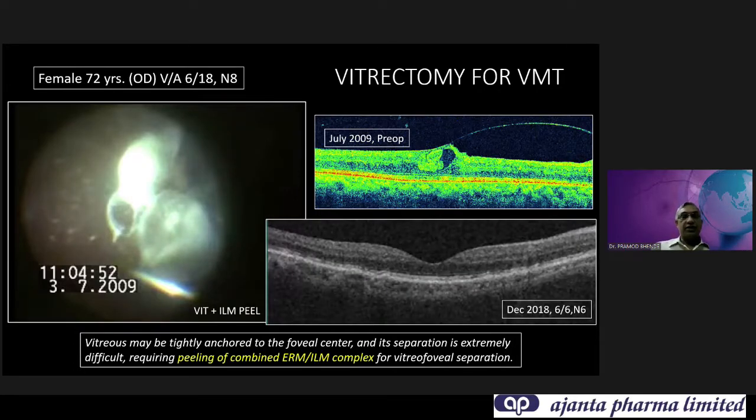Initial vision was 6/18 N8, and over the last 9 years of follow-up, the patient last reported for a follow-up in 2018 when she was maintaining 6/6 N6 vision in this eye.